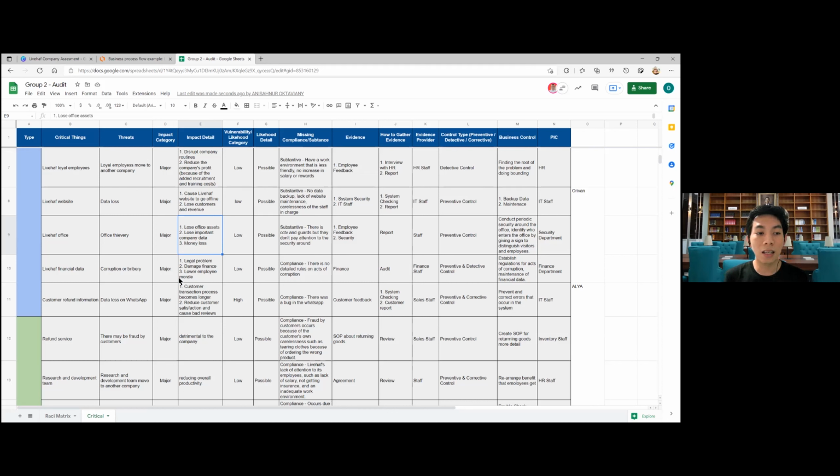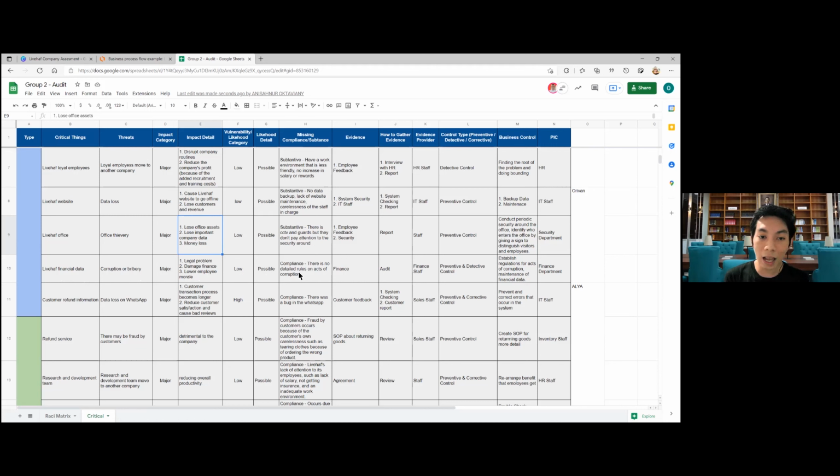And the last critical thing is financial data. The threat is corruption or bribery. The impact is major. Impact details: the first impact is a legal problem, the second is financial damage, and the third is lower employee morale. The vulnerability is low, and the likelihood detail is possible.